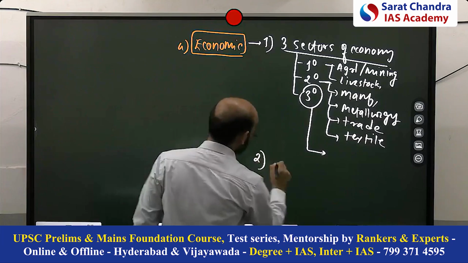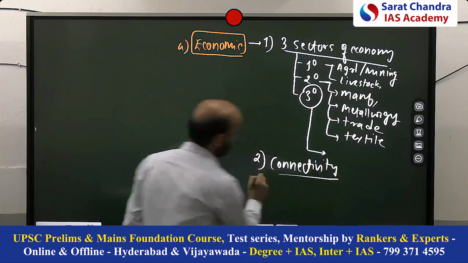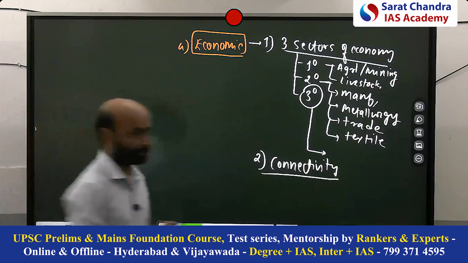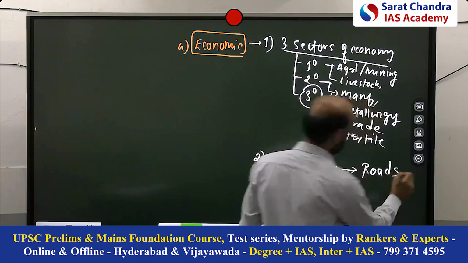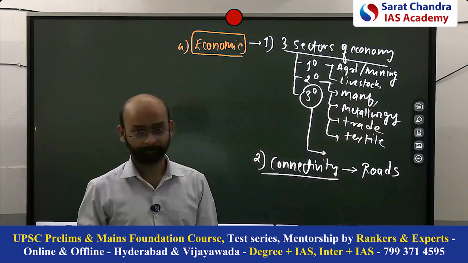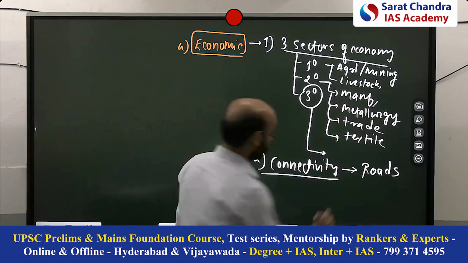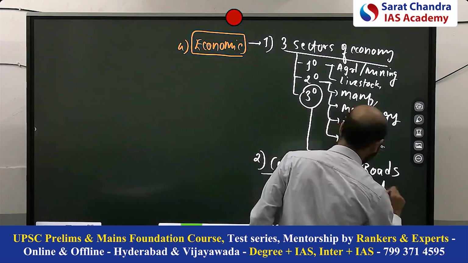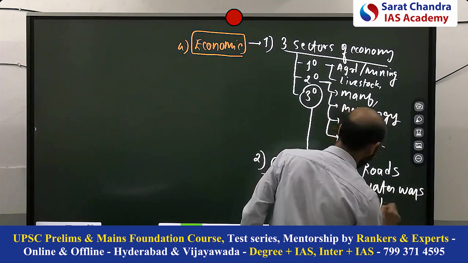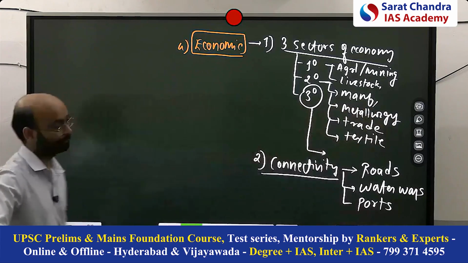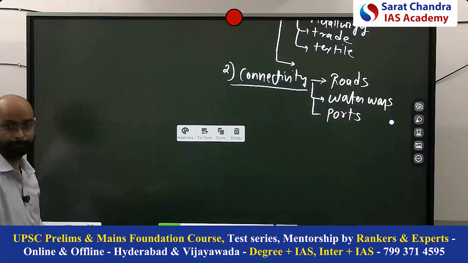The second aspect is connectivity. In modern India, railways and other things come. But here, the connectivity through roads, like the Grand Trunk Road. Have you heard about it? Sher Shah Suri, Grand Trunk Road. Then there were waterways, ports. So those aspects you can bring in the connectivity part.